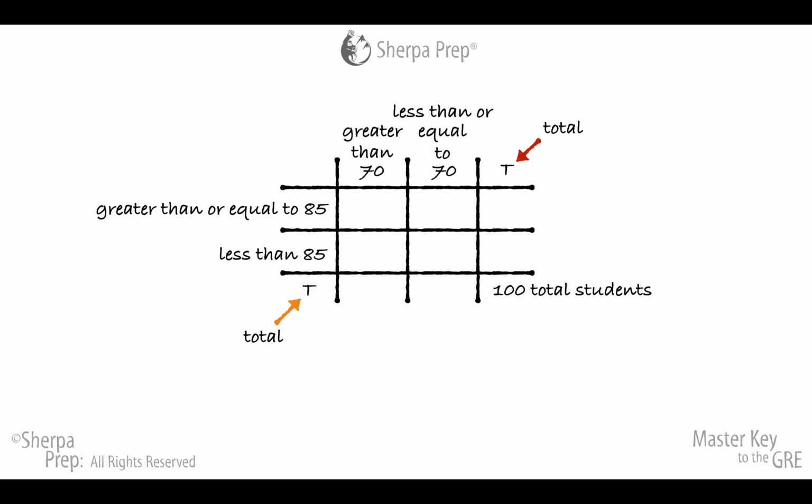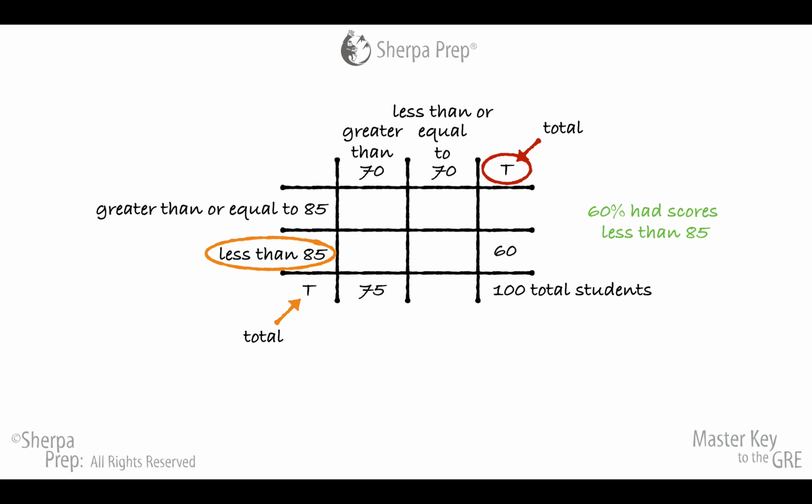And next, if 75% of the class had scores greater than 70, I can put a 75 right here, because this spot in our table represents the total number of students with scores greater than 70. And likewise, if 60% of the class had scores less than 85, I can put a 60 right here, because this spot in our grid represents the total number of students with scores less than 85.